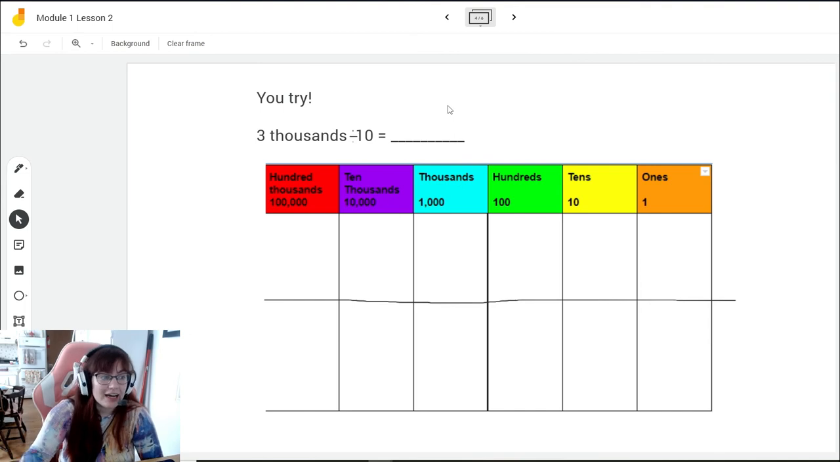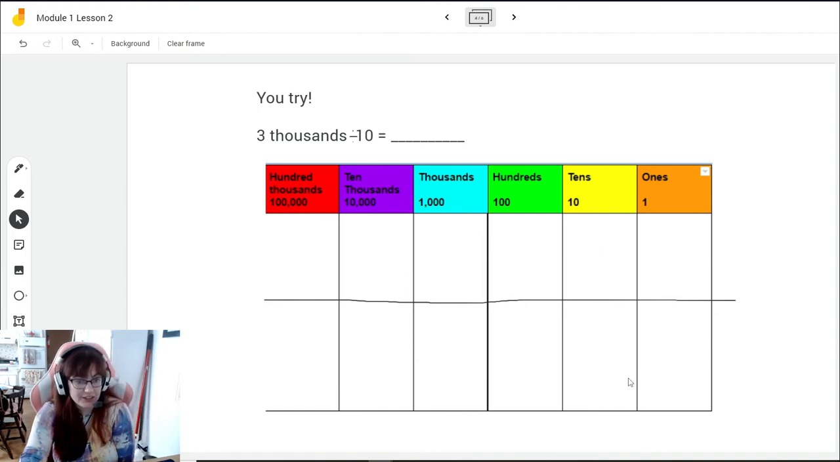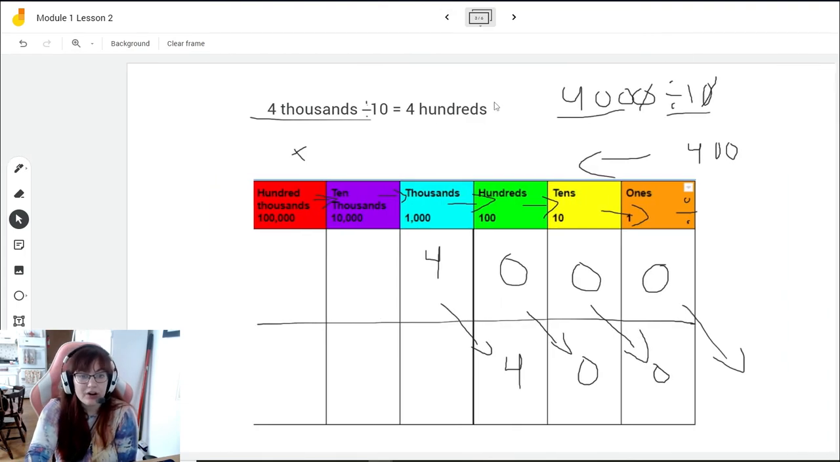Now, again, I would like you to try and solve this problem on your own. So you should have your Jamboard already open. What you're going to do is solve for 3 thousandths divided by 10. So please put 3,000 on your place value chart. Show me how it shifts to the right, and then tell me what your final answer is by either writing it in standard form or writing it in unit form.